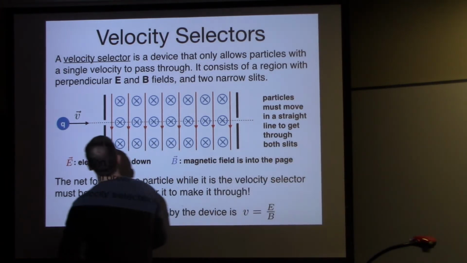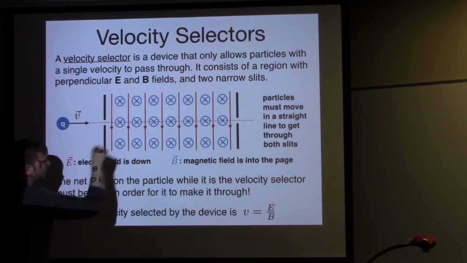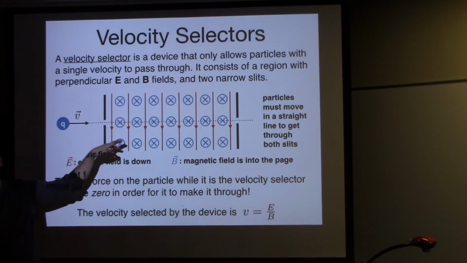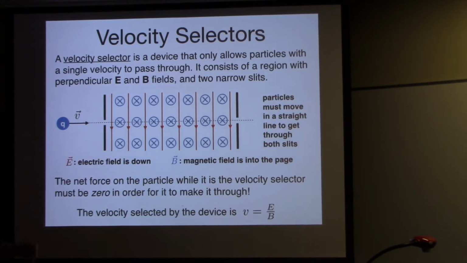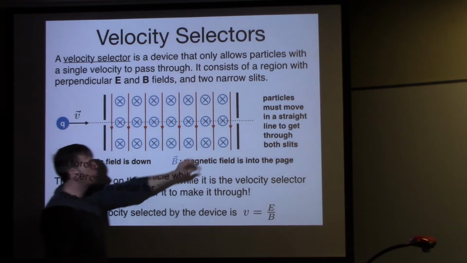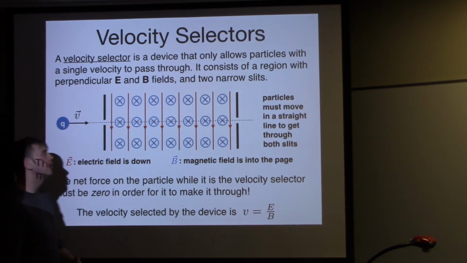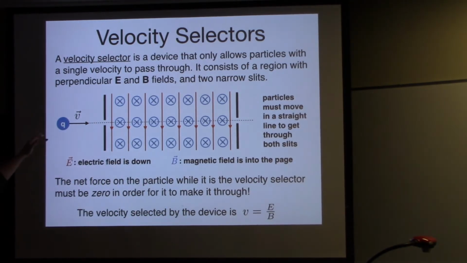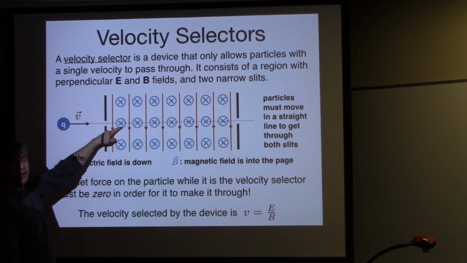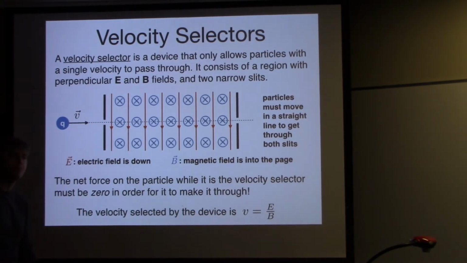We have an electric field going down and a magnetic field going into the page. Now the specifics of that aren't super important, but notice how E is perpendicular to B. They're at a right angle with respect to each other. Then we have a narrow slit right here, and a narrow slit right here. So what happens is we take some kind of particle, and it's moving into the velocity selector, going through the first slit right here.